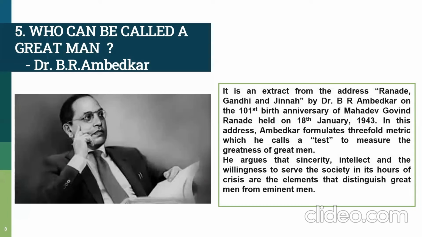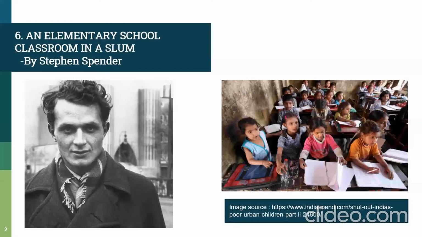In this address, Dr. B.R. Ambedkar formulates a threefold metric, which he calls a test to measure the greatness of great men. He argues that sincerity, intellect, and willingness are necessary to serve society in the hour of crisis. These are the elements which distinguish the great man from the eminent man. So that's about the essay, Who Can Be Called a Great Man by Dr. B.R. Ambedkar. The sixth lesson we have here is titled An Elementary School Classroom in a Slum.